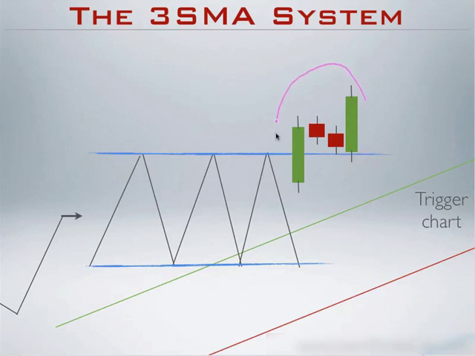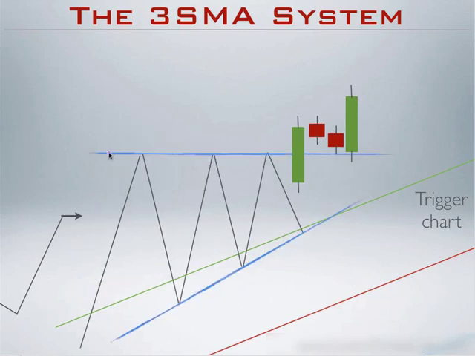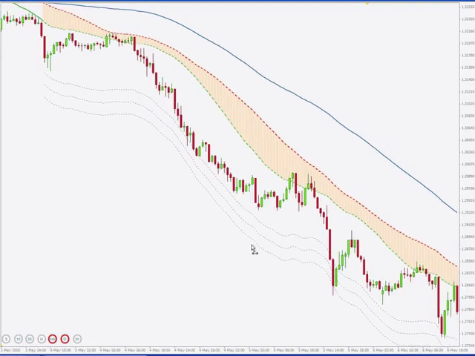The entry pattern in itself is identical, no matter whether you are trading the breakout of a sideways range, a standard triangle, or a flat top triangle. Again, the entry pattern is exactly the same. Now let's take a look at some live examples, shall we?